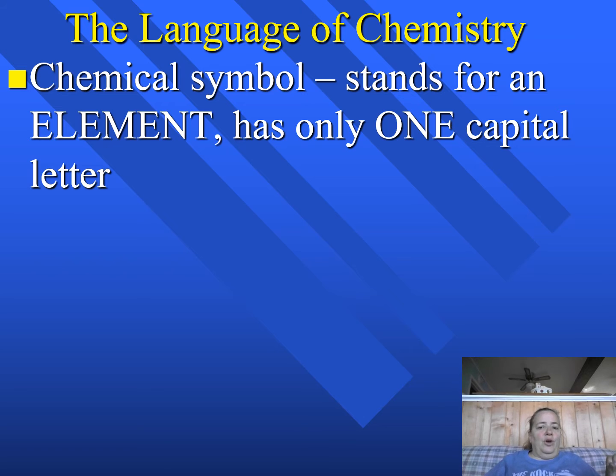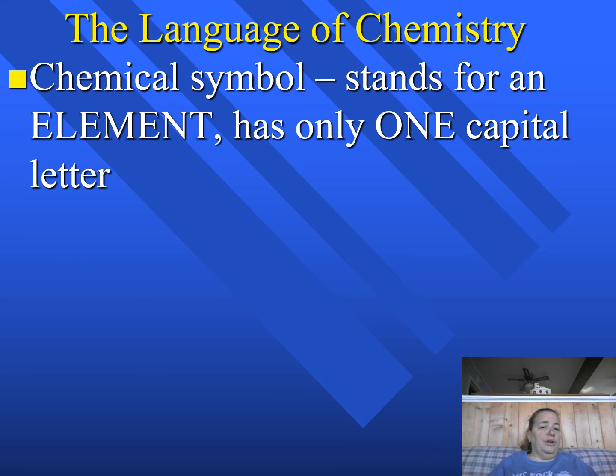You have to have one capital letter. Any letters after that must be lowercase. So far, anyway, all chemical symbols have one to two letters, three if it's a temporary name. And they'll have those until they are given their permanent name. So that's a chemical symbol. That's an element.